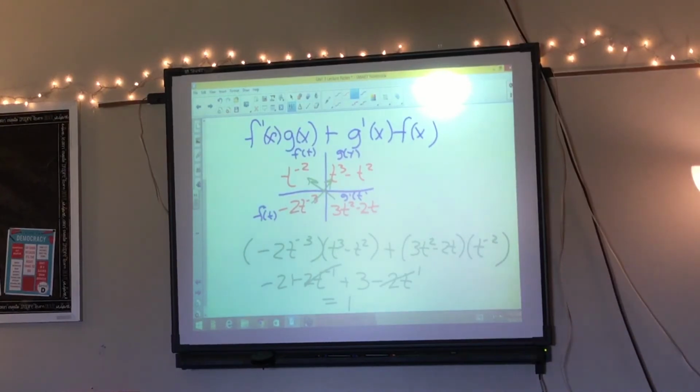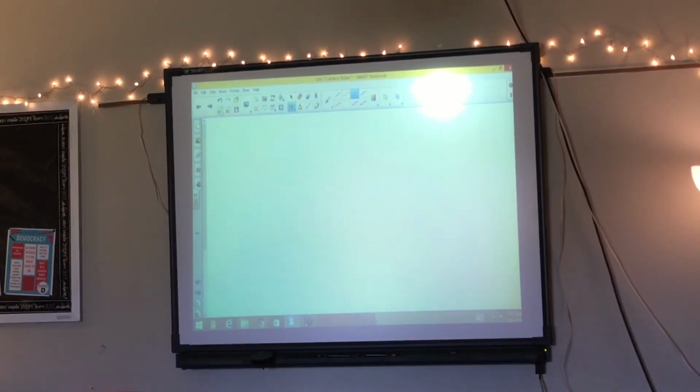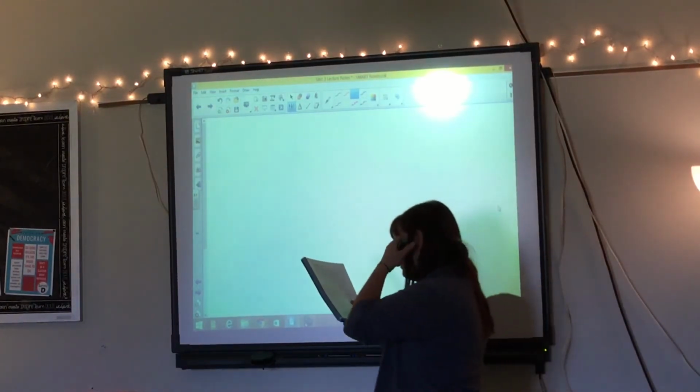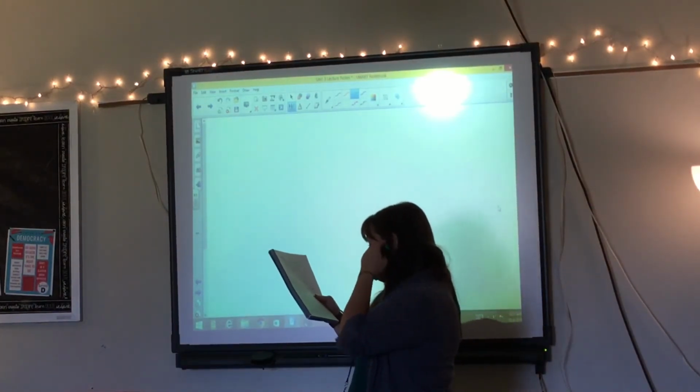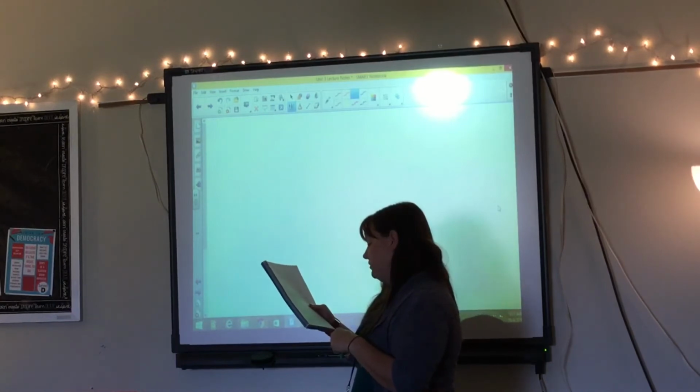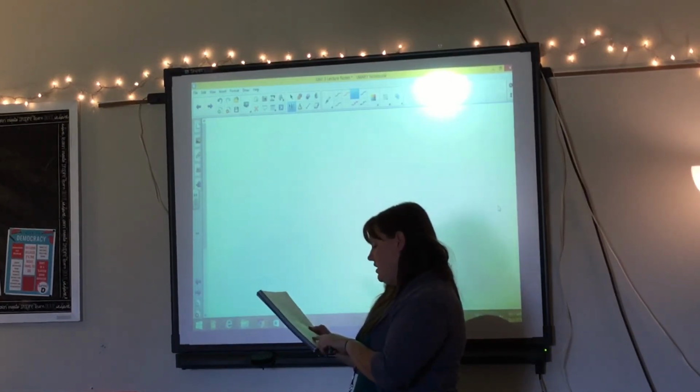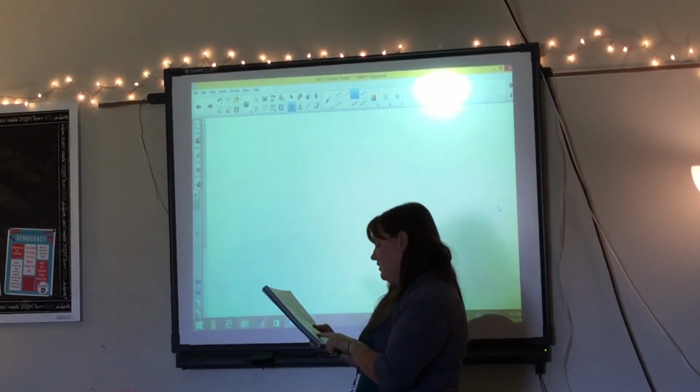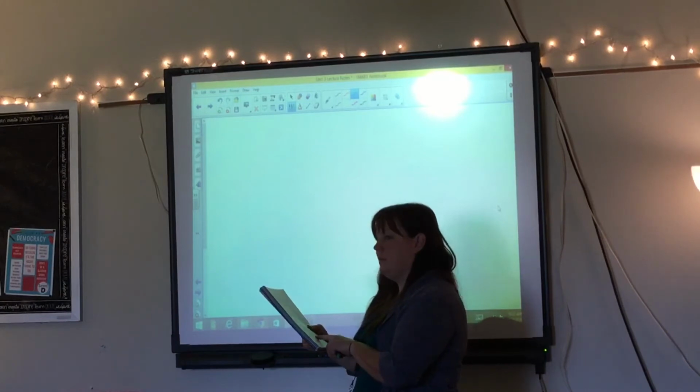Let's look at 16b. So we found g prime, and then we need to find, if f of 2 equals 3 and f prime of 2 equals negative 2, find g prime of 2.